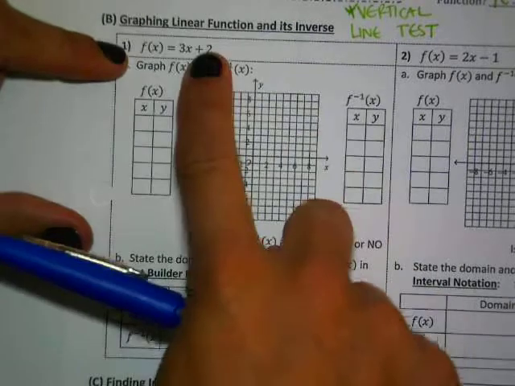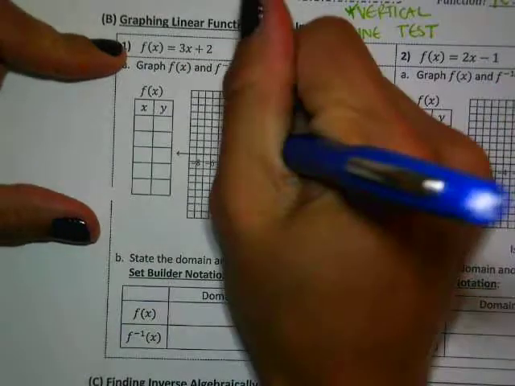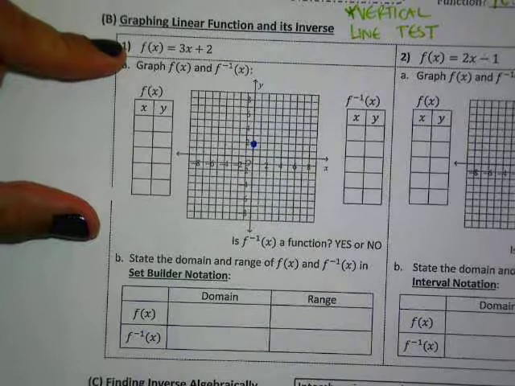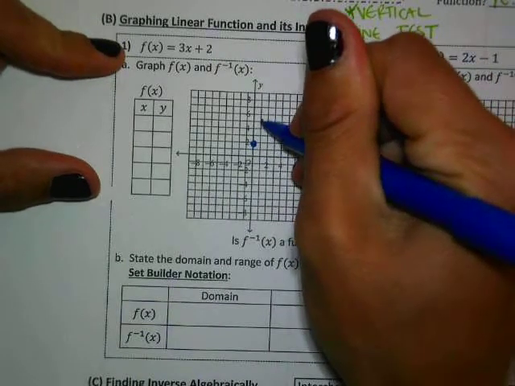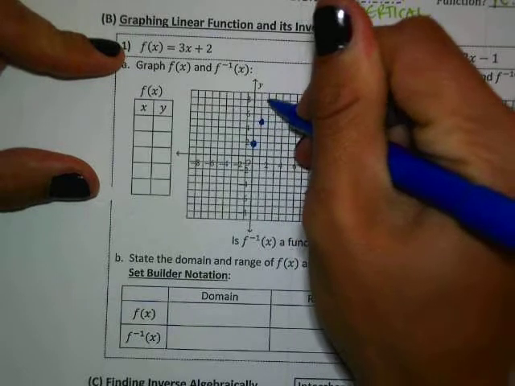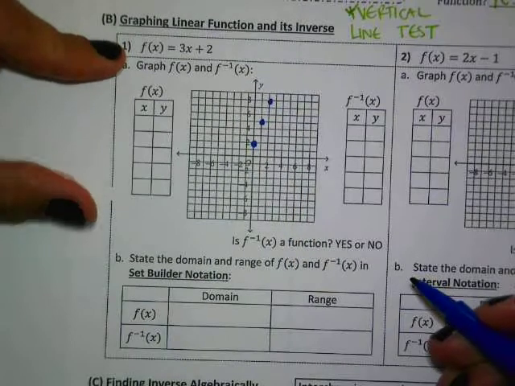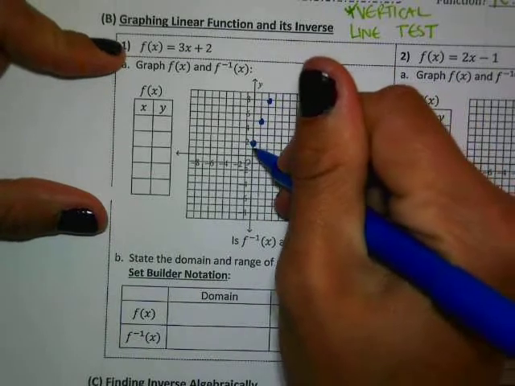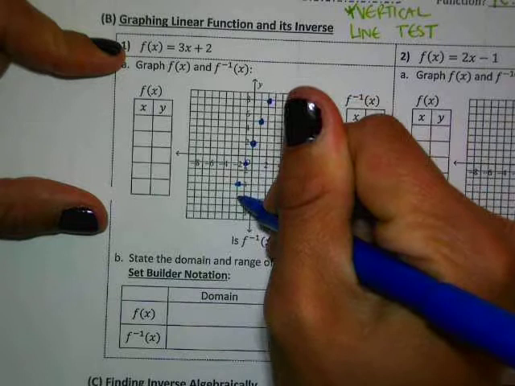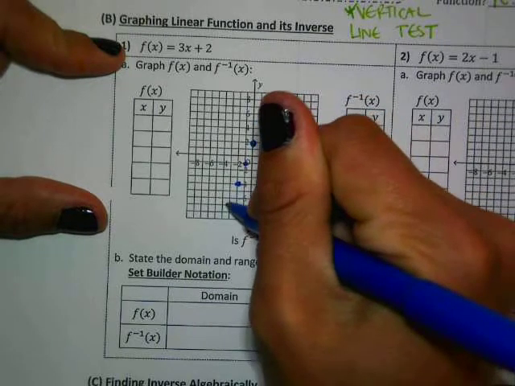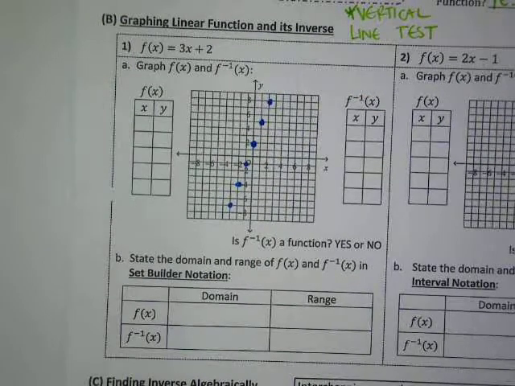All right. First I want to graph this. I'm going to graph my y-intercept of 2 and my slope, up 3 over 1, up 3 over 1, and then I'm going to do it the other way. All right, so I get a bunch of points.